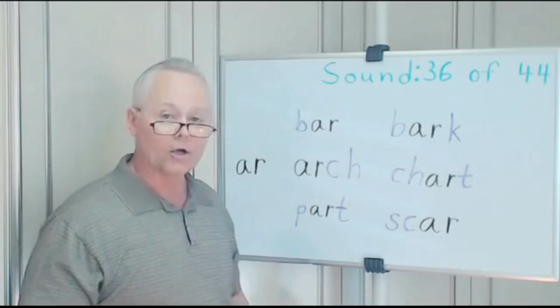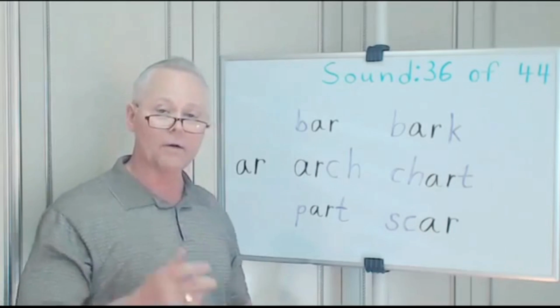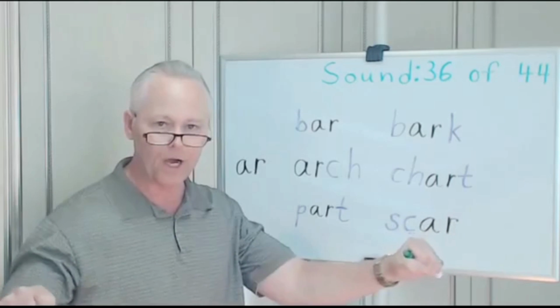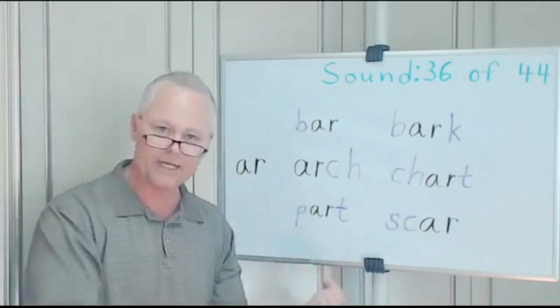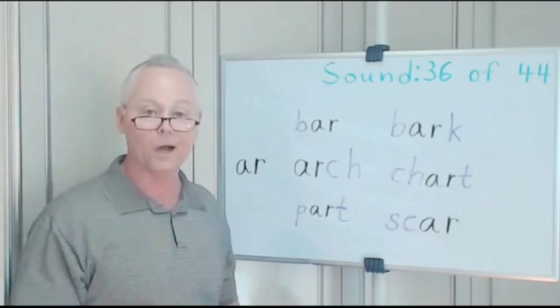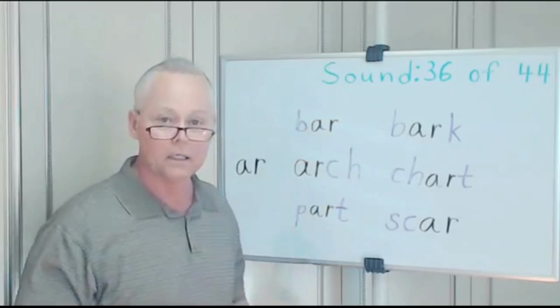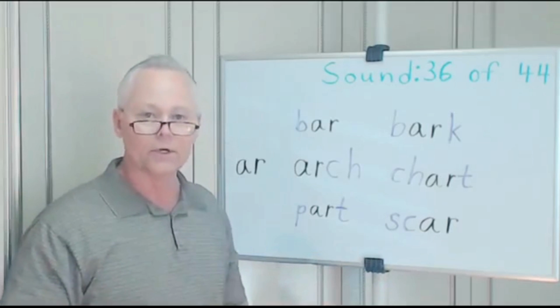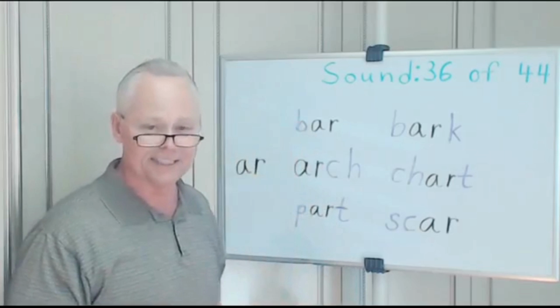B-A-R. Bar. Now, a bar could be something that's made out of iron, a metal bar that you use perhaps to pry something. It could be a bar where people go to drink alcohol. They have a bar in there. They call that big long counter where you stand there to drink your beverage, a bar.